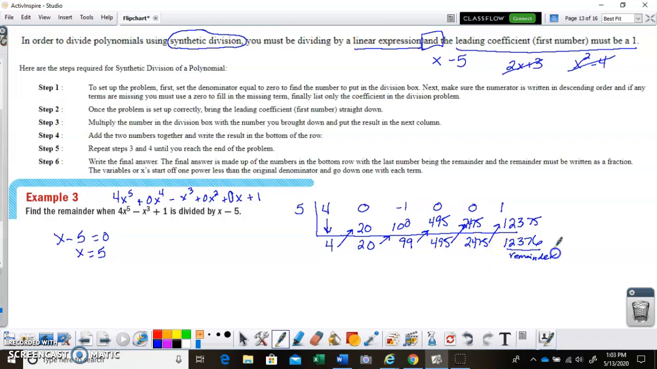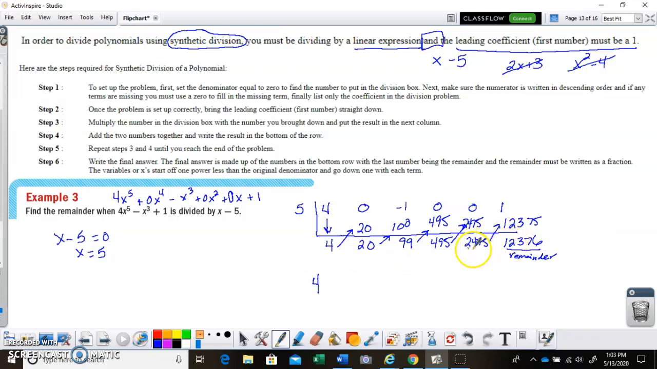So what's the other piece? What are all the other numbers? The other numbers are actually the polynomial you're left with after you do your division. So what we have is our answer of 4. Let's see, that's the remainder.